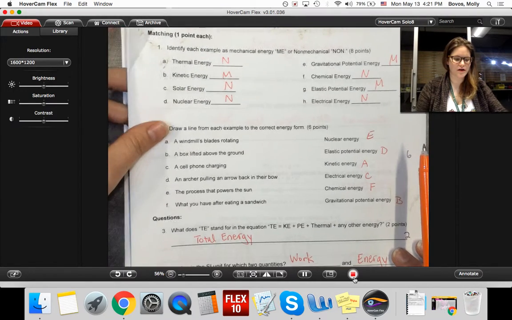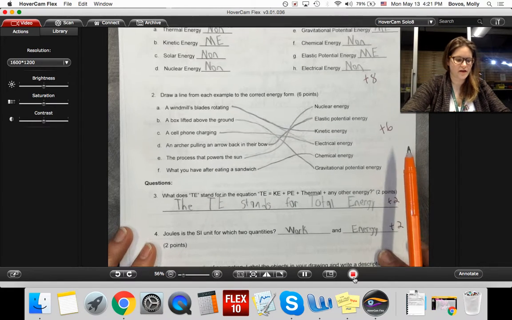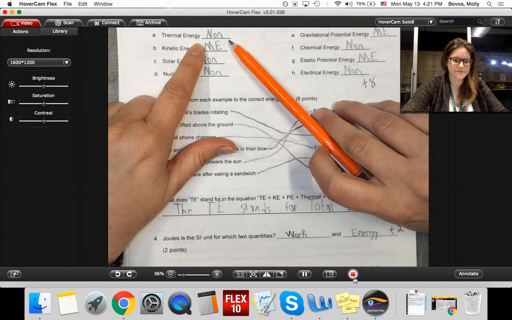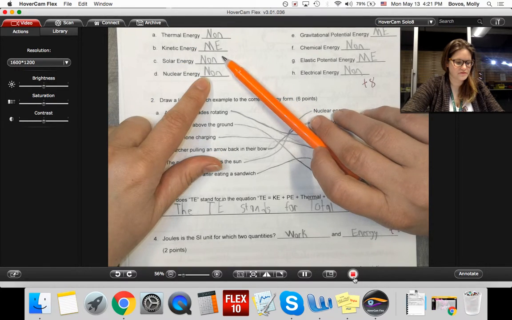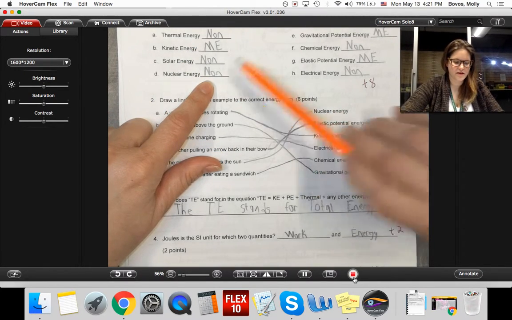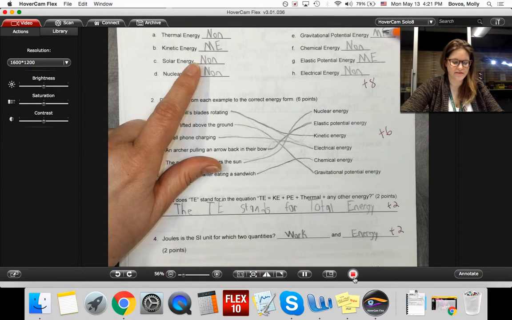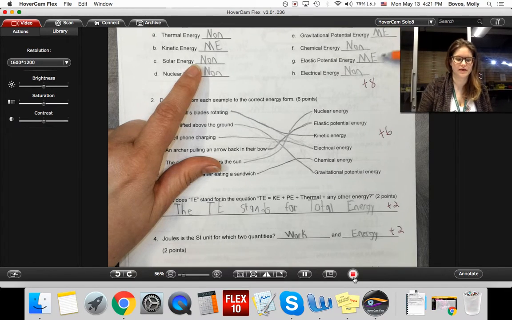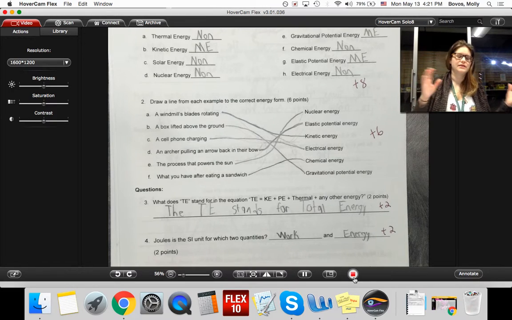And so on this matching section, we've got first thermal energy, non-mechanical. Kinetic energy is mechanical. Solar and nuclear are both non. Chemical and electrical are both non. And then we've got gravitational potential and elastic potential. Those are mechanical energy.